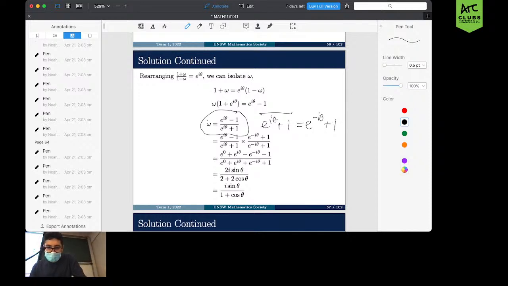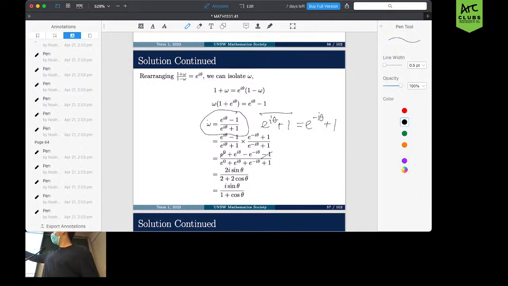And expanding, we end up getting e to the 0 minus 1. So these two terms cancel out. So we're left with e to the i theta minus e to the i minus theta. And this should be a known identity. That's equal to 2i times the imaginary part. And the imaginary part's simply just sine theta.